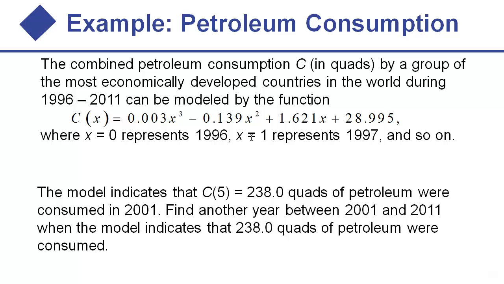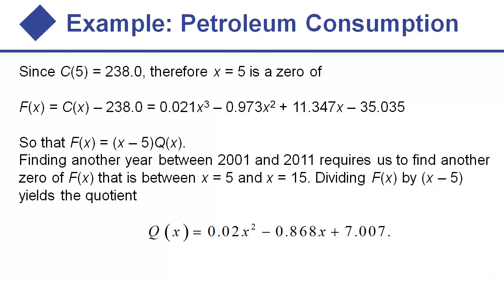Now, the model indicates that if you plug a 5 into here, you get 238 quads of petroleum. And if you don't believe me, you can go ahead and plug it in yourself and do the math and see that if you plug in a 5, you get 238. And that means 5 years past 1996, that was 2001, that's how much was consumed in 2001. Now they want us to find another year between 2001 and 2011 where we also got this output of 238. Now you could graph this and try and figure out where it has a height close to 238, or you could basically set it equal to 238 and solve.